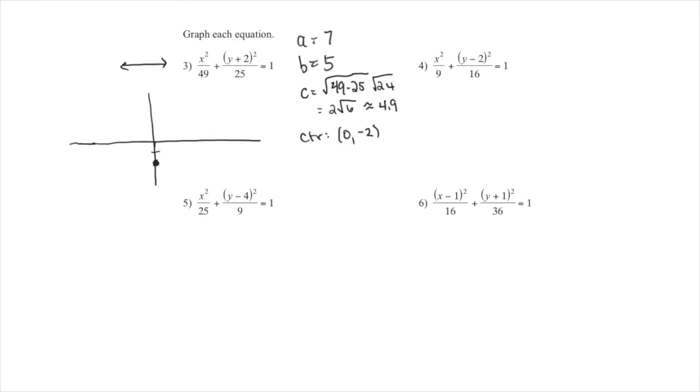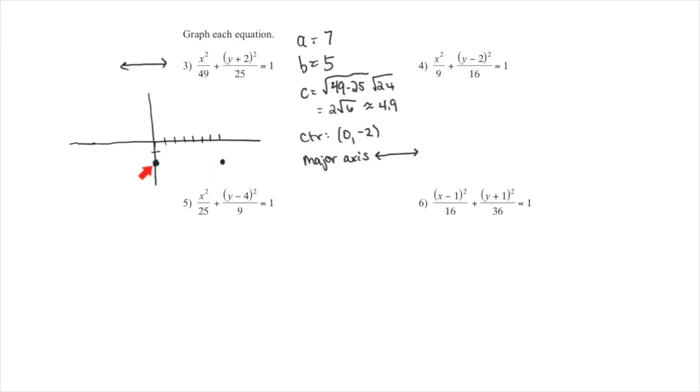Remember that A always runs in the same direction as my major axis does. So we're going to go left and right 7 from the center point. We're going to take this value here. I'm going to move 7 this way, and I'll mark that off on the x-axis here.